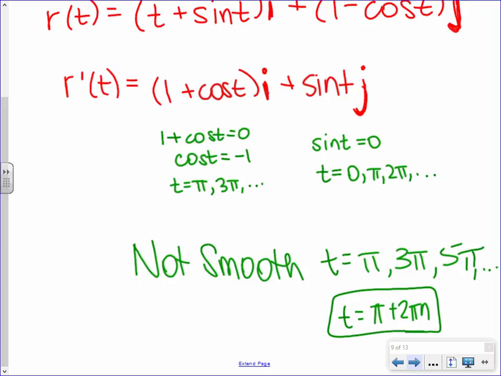Okay. It's okay for f prime of t to be 0. It's okay for g prime of t to be 0, but it's not okay for them to be 0 at the same time.